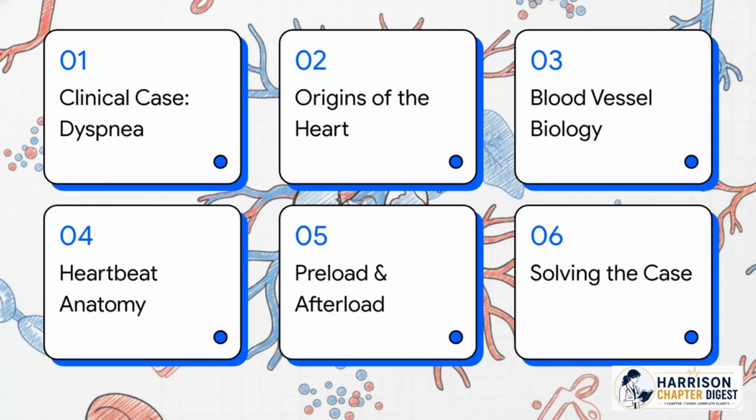Here's our roadmap for today. We'll start with a clinical case on dyspnea, then look at the origins of the heart, the biology of blood vessels, the anatomy of a heartbeat, dive into preload, afterload, and contractility, and finally, we'll solve that clinical case.